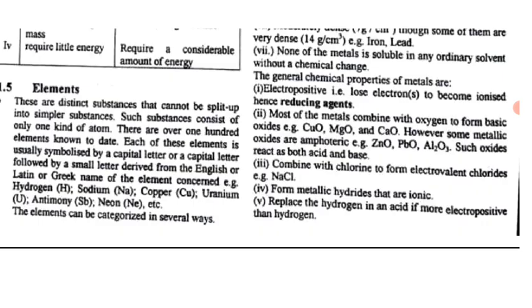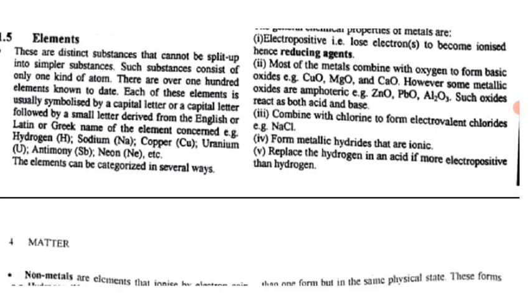Such oxides react as both acid and base. That's amphoteric, or you could say neutral. They can go well with either of them. Number three, they combine with chlorine to form electrovalent chlorides. The chlorine I mentioned earlier belongs to the halogen family. Metals combine with the halogen family to form stable compounds, whereby sodium loses its electron, not shares. There's a difference between lose and share. Share is when you are talking about covalent bonds. For an electrovalent bond, it loses its electron to the chlorine.